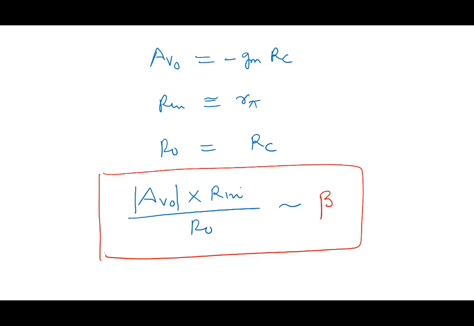This equation is for this circuit, a common emitter amplifier, and we are finding this. What does this equation tell you? What is the importance of this equation?